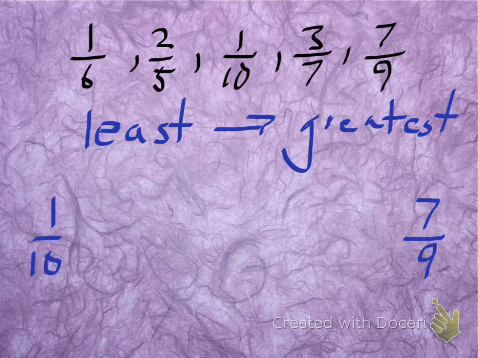All right? Now, if I look at the rest of the fractions, 2/5 and 3/7 are both a little bit less than a half, right? Because 2/4 would have been a half and 3/6 would have been a half, and the bottoms are a little bit bigger. So they're a little bit less than a half.